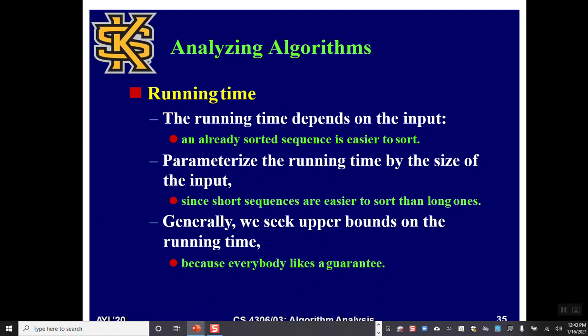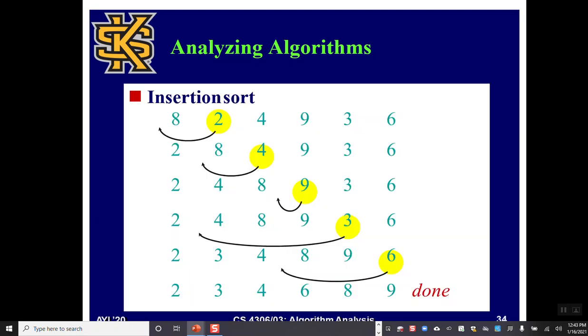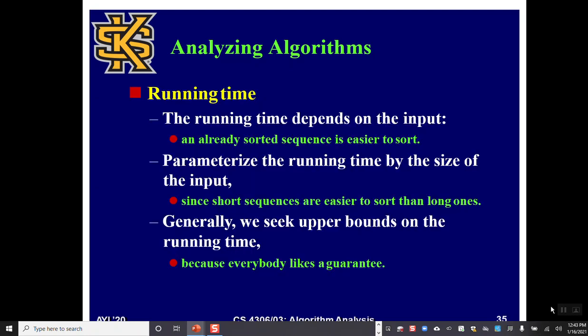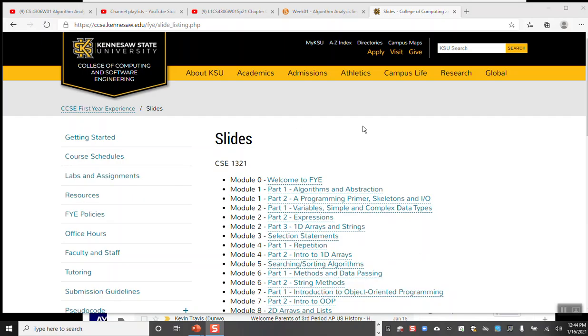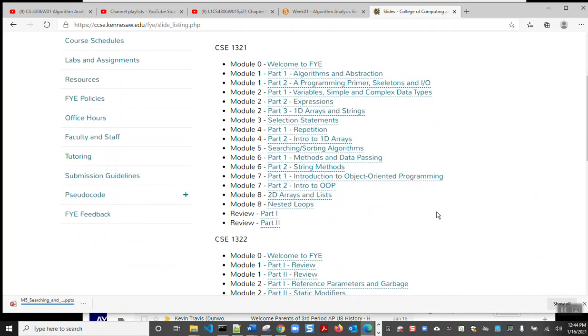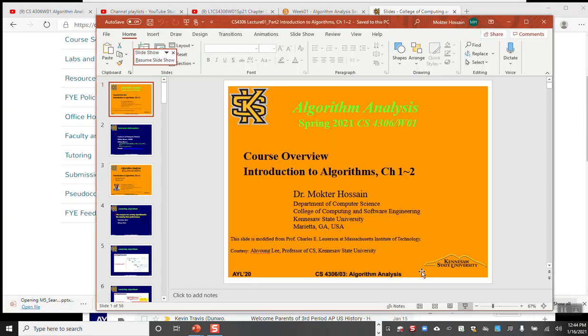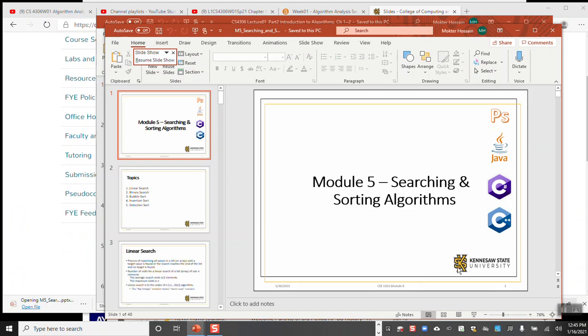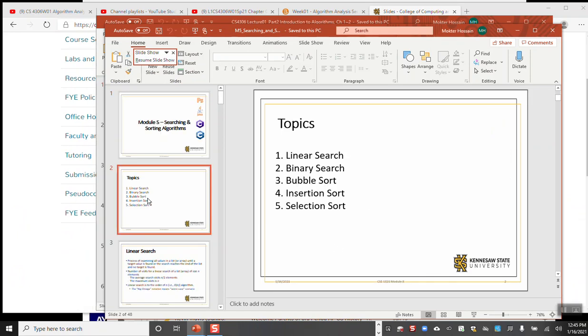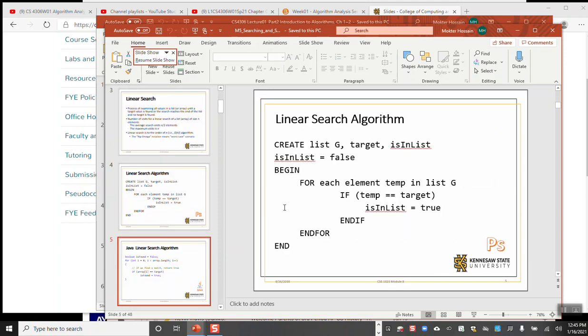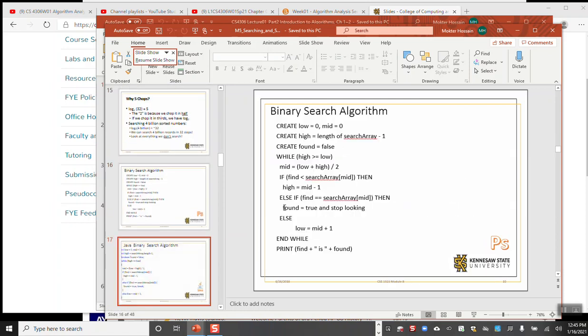Now we will analyze this sorting algorithm. But before I go to this analysis, let me open the sorting algorithm from our first year experience page. It is a part of 1321, searching and sorting algorithms. If we open this slide, at the end we have insertion sort, number 4.